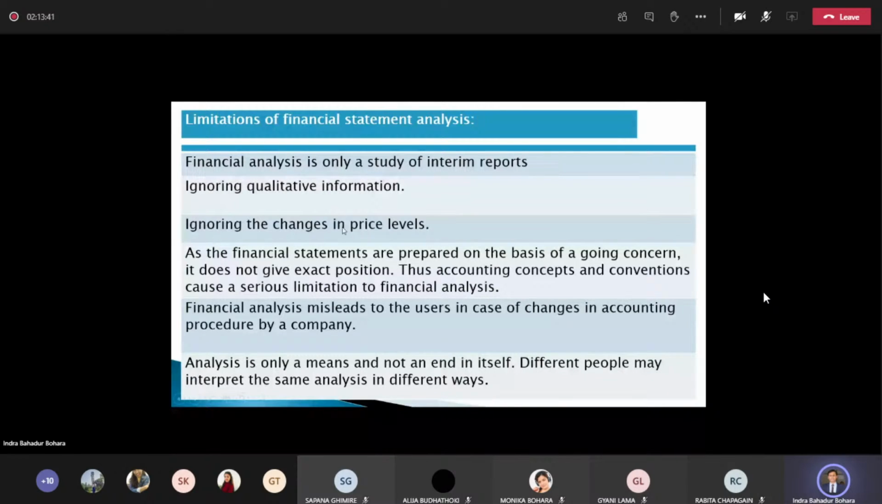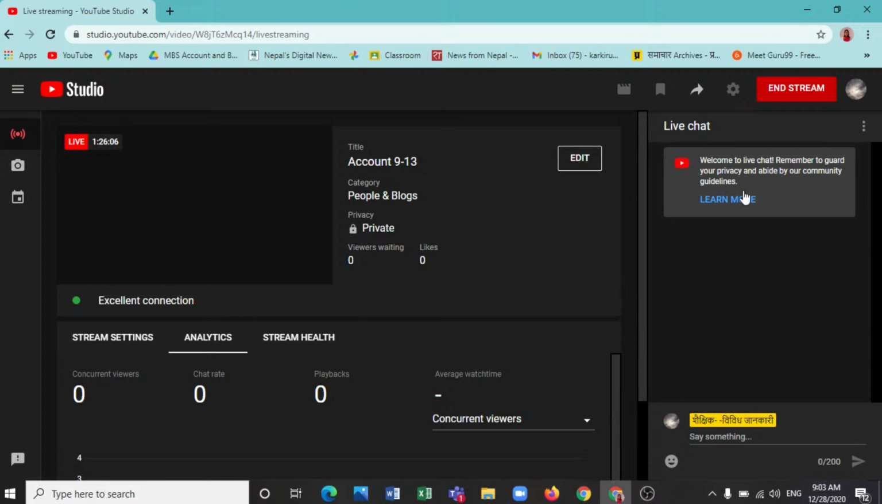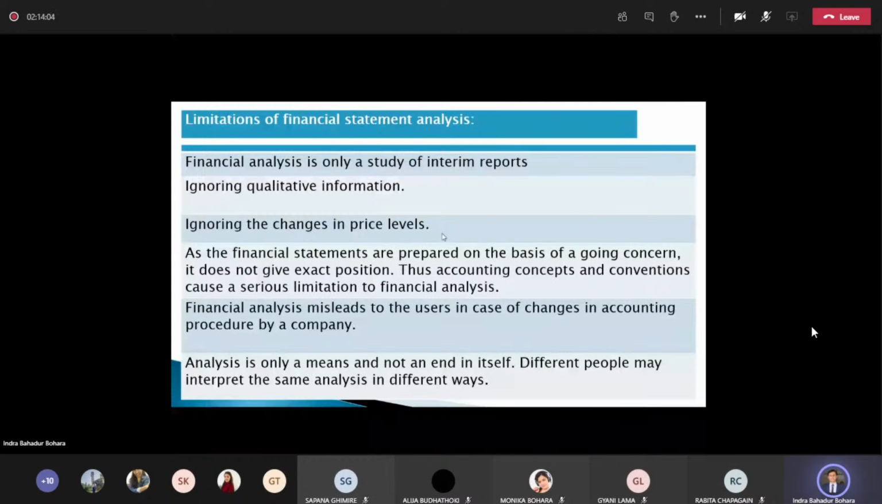And similarly, ignoring price level changes: price level changes or inflation factors are not adjusted in the financial statements. You prepare different financial statements of the company, but you don't see any adjustment for price level changes or for the inflation factor. So it ignores the price level changes day by day, year by year. There is inflation in the world, in the country, which certainly affects the position and stability of the company, but it is not included.